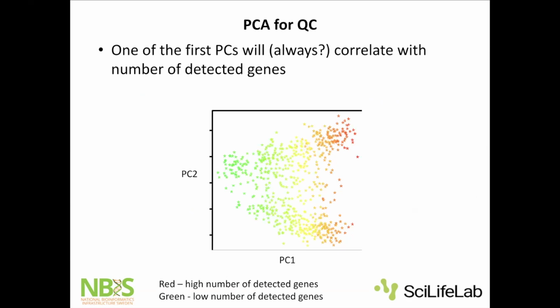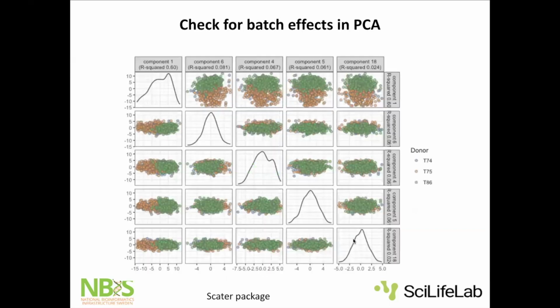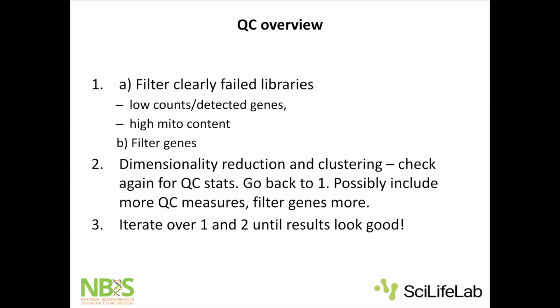And also always look in PCA for batch effects, and just be warned that with single cell data, pretty much always PC1 or 2 is driven by the number of detected genes, as you can see here. And you can often see clear batch effects just in the PCA, so it's good to explore there.